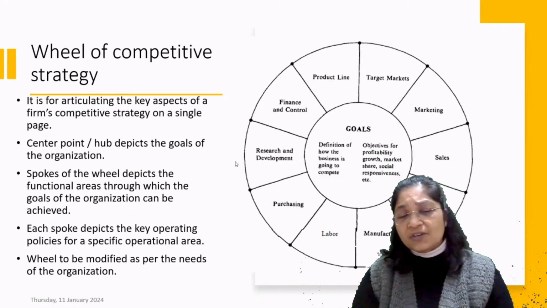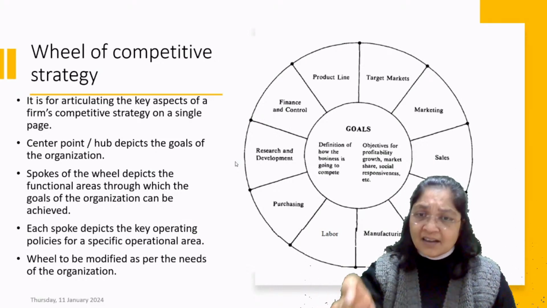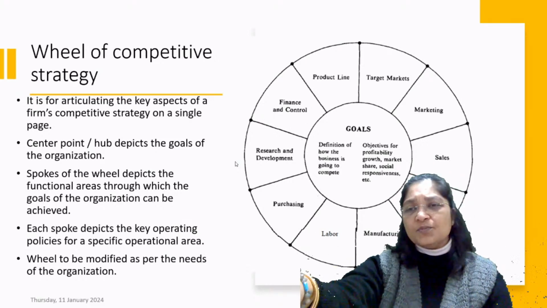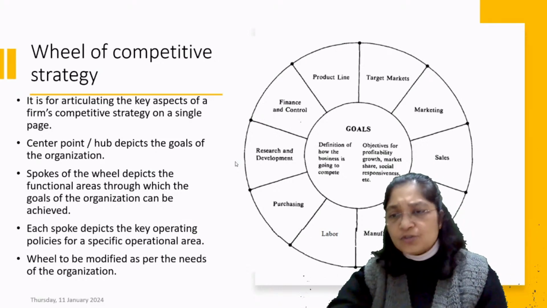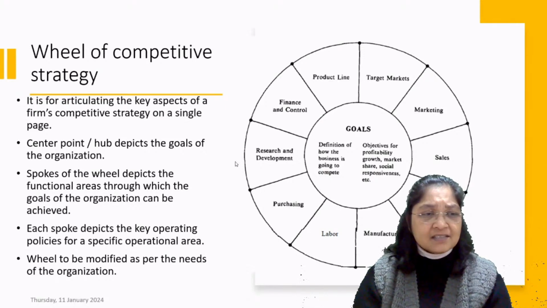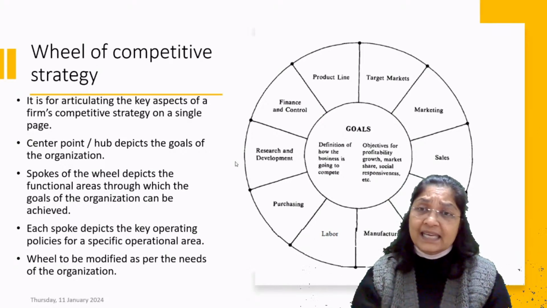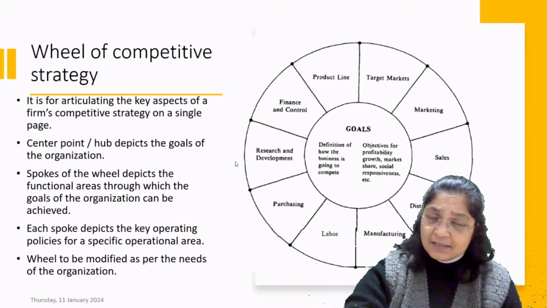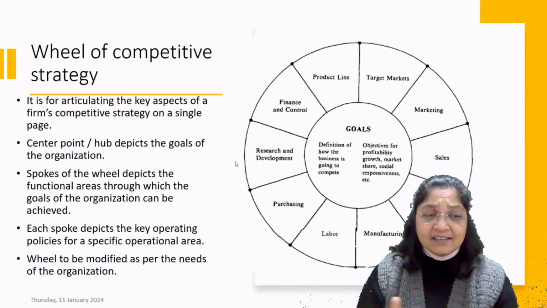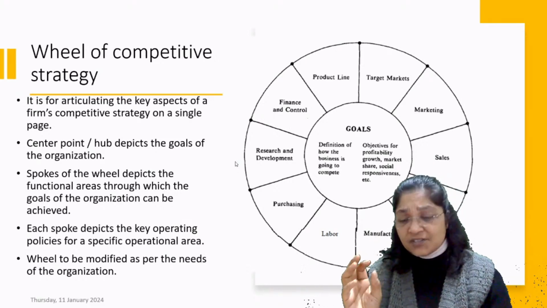Like you see here, the hub of the wheel, or the center point, defines the goals of the organization. So the detailed goals will be enlisted in the hub of the wheel, and then the spokes: one spoke product line, second spoke target market, third spoke marketing, fourth spoke sales, and so on and so forth. Now the spokes of the wheel depict the functional areas through which the goals of the organization can be achieved. So as I told you, each of these spokes represents a functional area, and each functional area will have its own set of strategies.